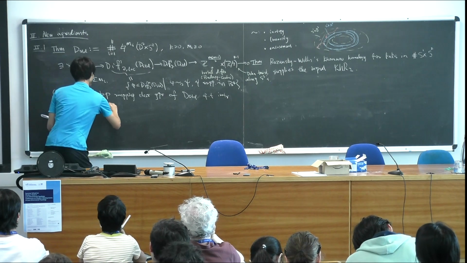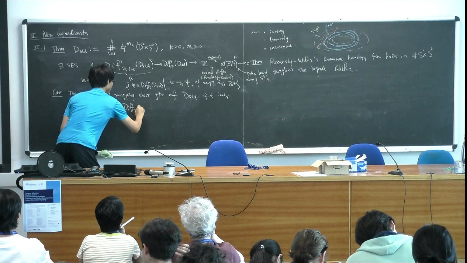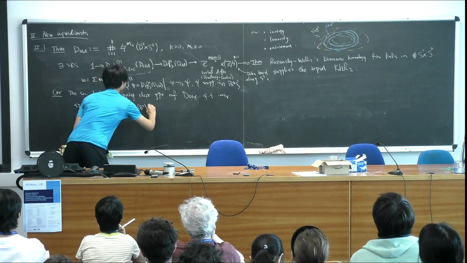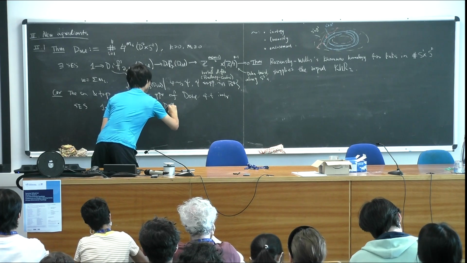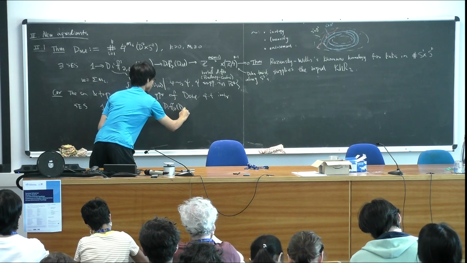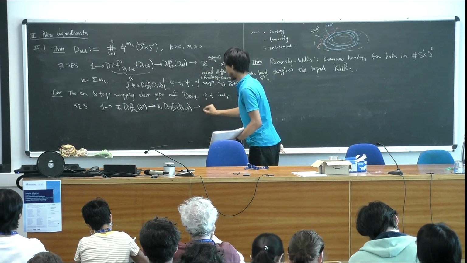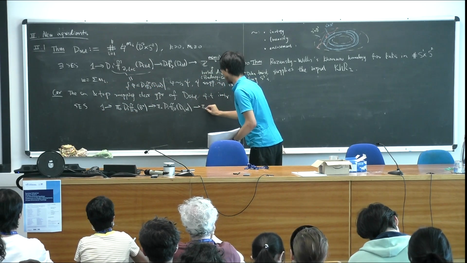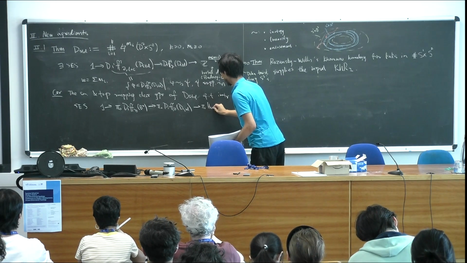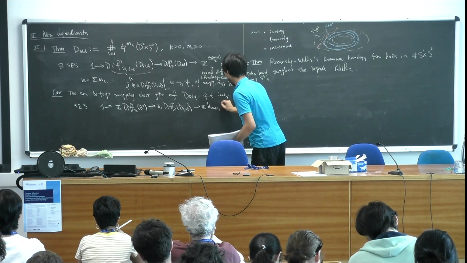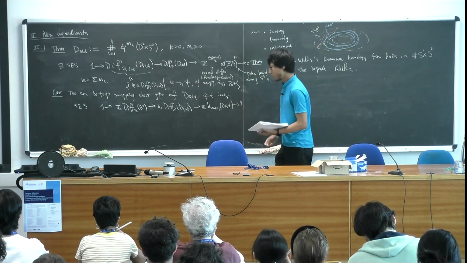One maps to π0 of Diff rel boundary of B4, maps to π0 of Diff rel boundary. This is the smooth mapping class group of my 4-manifold. This maps to the topological mapping class group of the 4-manifold, maps to 1.